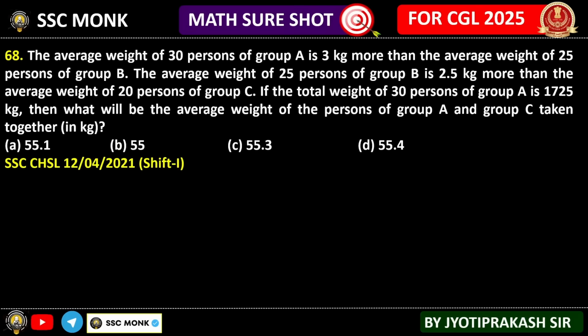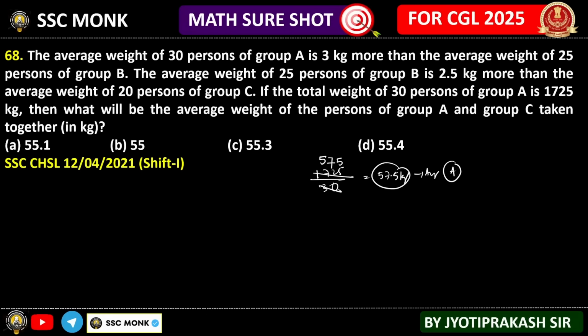Next, the average weight of 30% of group A is 3 kg more than the average weight of 25% of group B. The average weight of 25% of group B is 2.5 kg more than the average weight of 20% of group C. If the total weight of 30% of group A is 1725 kg, then what will be the average weight of the persons of group A and group C taken together? Now see, 30%, 1725 divided by 30. 3 4s are 12, 3 5s are 15, 1725 divided by 30, so 57.5 kg is the average weight of group A.